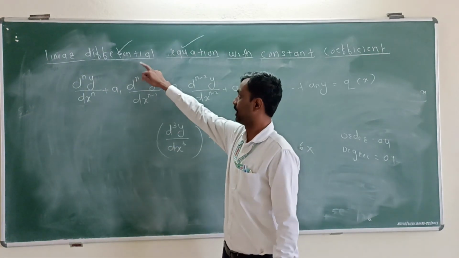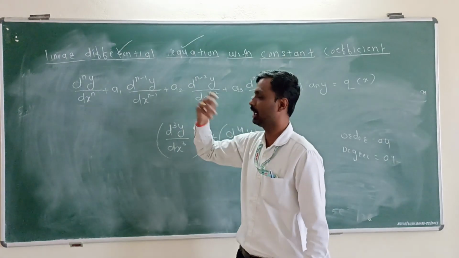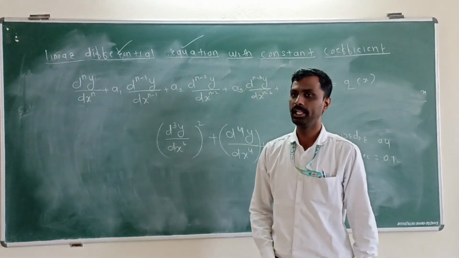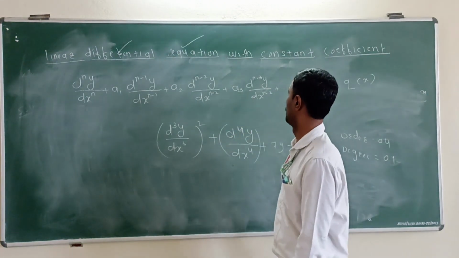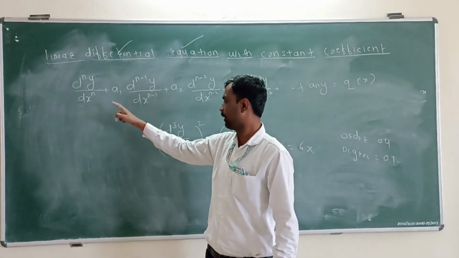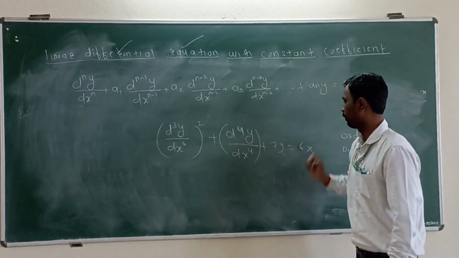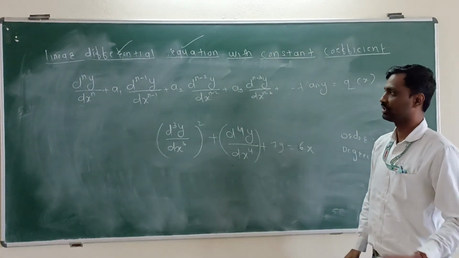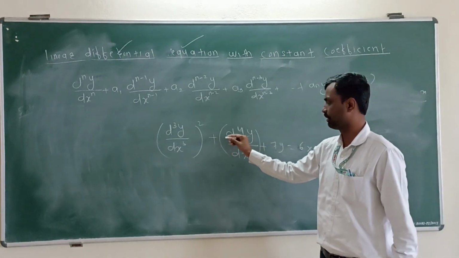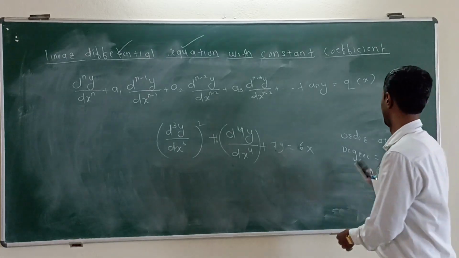Differential equation is what? An equation containing a derivative is called a differential equation, and linear is what? A differential equation having degree 1 is called a linear differential equation. And constant coefficient means what? For example, a1, a2, a3, that type of constant is called a constant coefficient, or 7, or suppose there is 6, then 6, that type is called a constant coefficient.